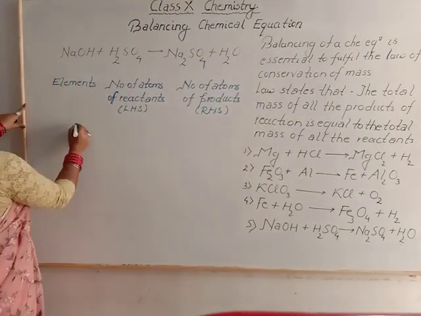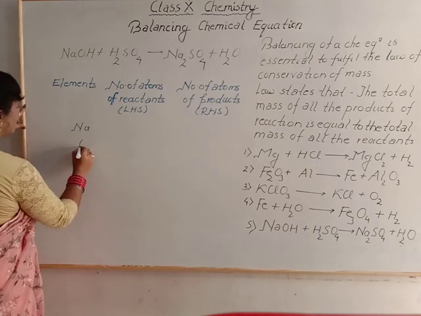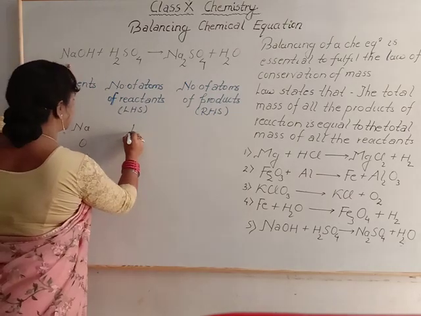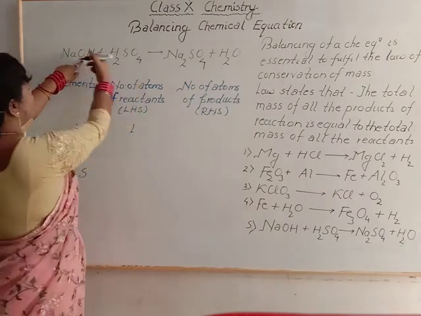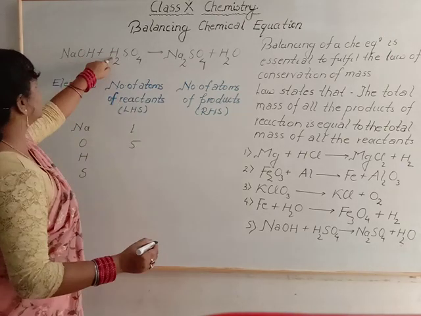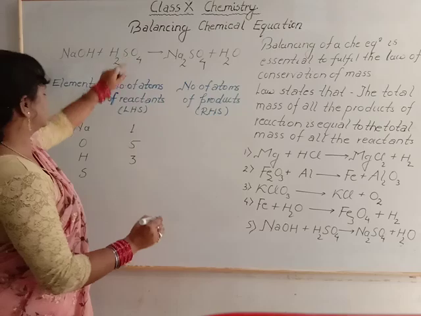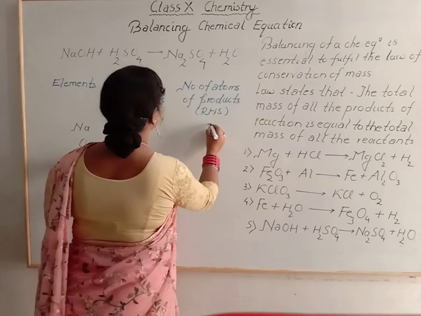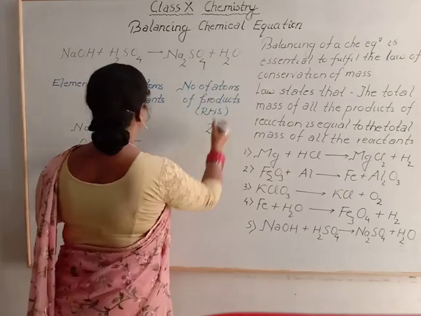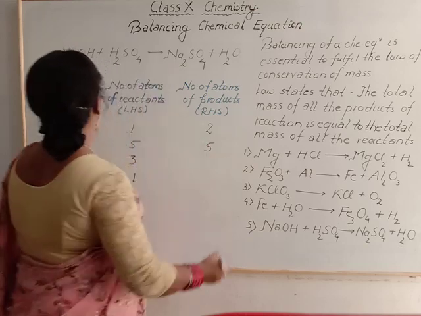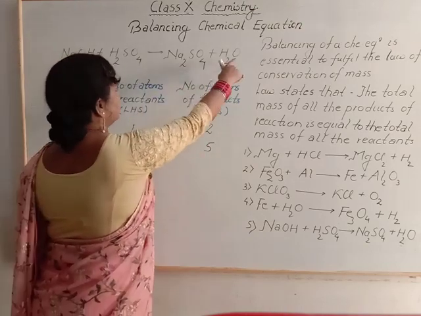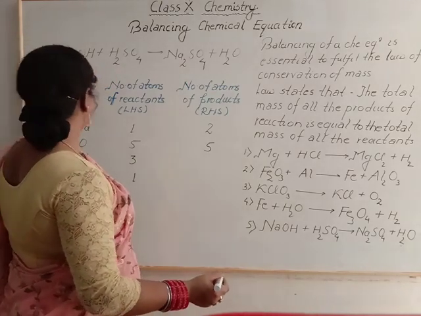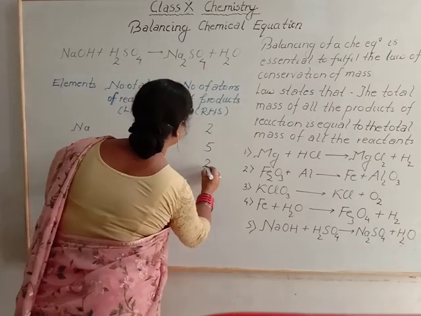Now write the elements: sodium, oxygen, hydrogen and sulfur. On the left, sodium 1, oxygen 4 plus 1, 5, hydrogen 2 and 1, 3, and sulfur only 1. On the right, sodium 2, oxygen 4 and 1, 5, hydrogen 2 plus 2, and sulfur again 1.